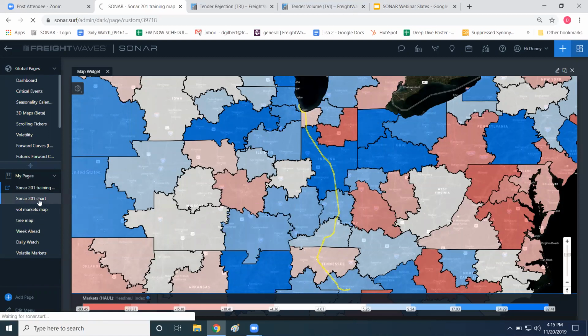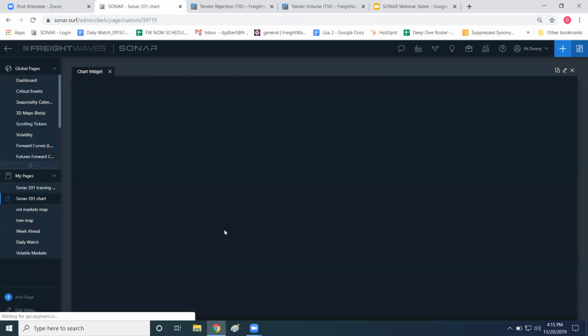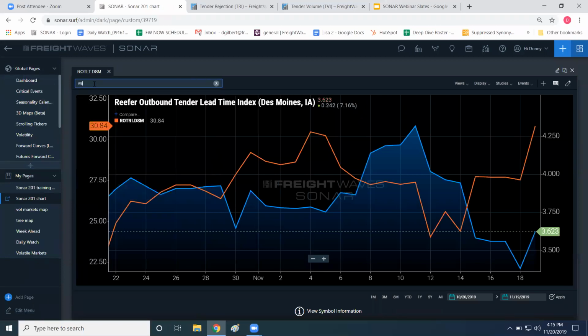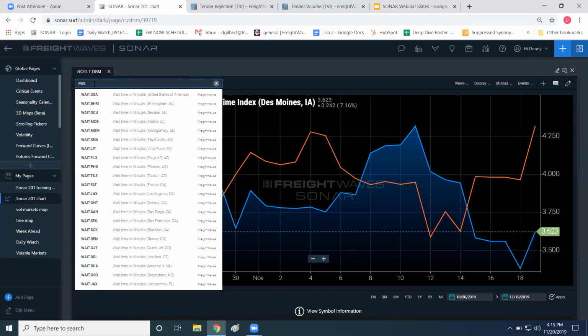Bringing back up to our charts, let's look at wait times as well. This index is measured monthly. So when you look at the change, you'll see that it's about a month old. And our index here is WAIT dot, and we'll look at Atlanta, ATL.